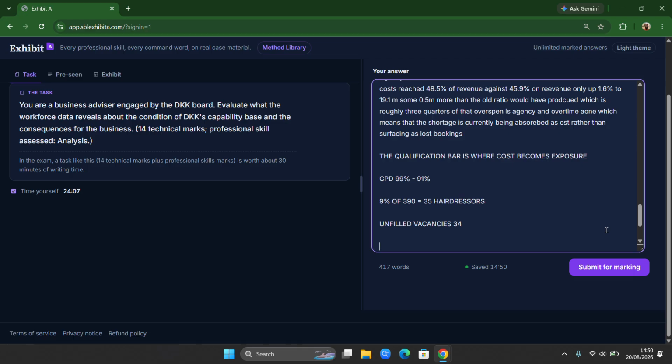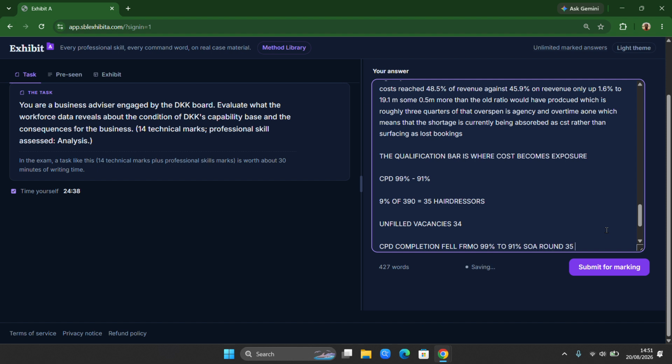So what we're going to say here is the strongest point in the answer. It comes from the smallest number on the page. 9% of 390 is about 35 hairdressers who no longer meet the standard. And there are 34 posts that nobody is filling. So how I'm going to structure the answer is: CPD completion fell from 99% to 91%, which is our point in application.